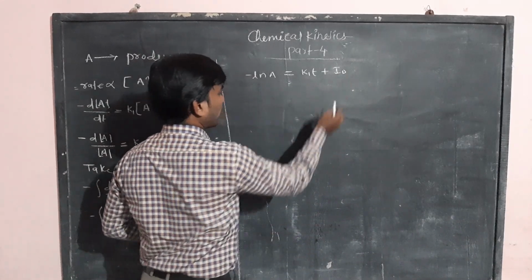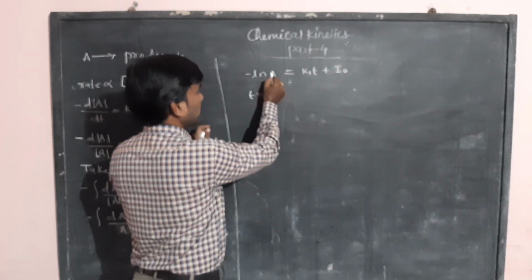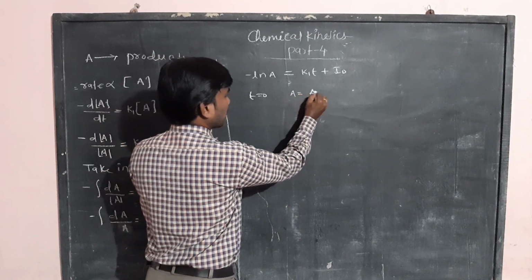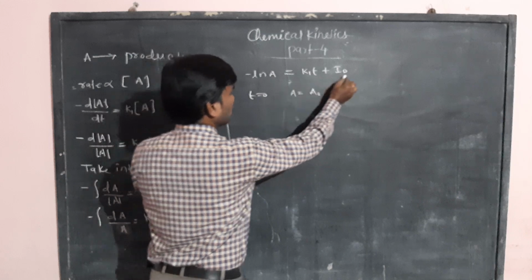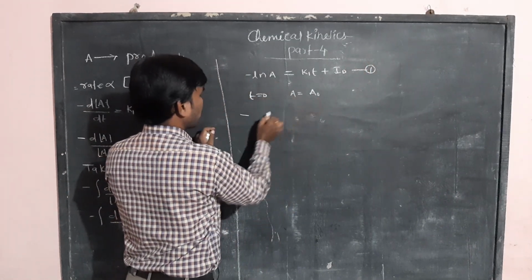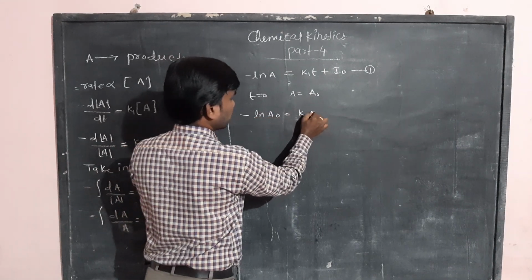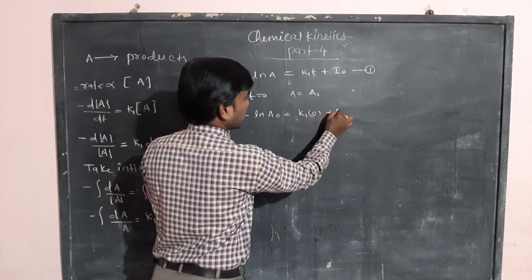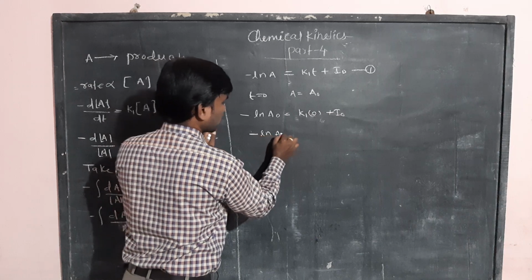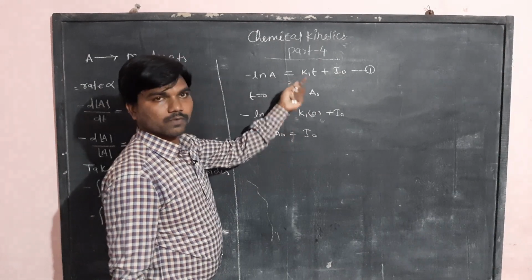To know the value of I naught, I am taking t is equal to 0. When t is equal to 0, whatever concentration is present, that we call initial concentration. Then A will become A naught. Just substitute these two values in this equation 1. So in place of A you substitute A naught: ln A naught is equal to K1 into 0, because we are taking time 0, plus I naught. So ln A naught is the I naught value. Substitute this I naught value in equation 1.